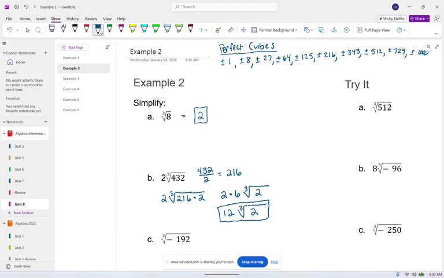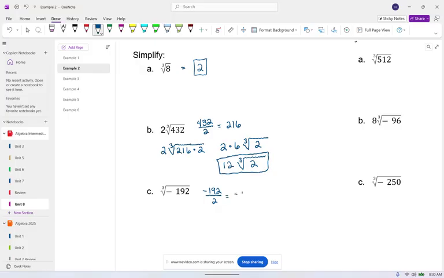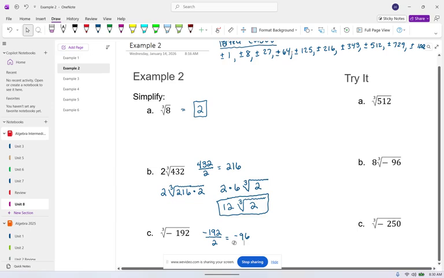Now we'll look at negative 192. 192 is also not on my list. It'd be here between 125 and 216. So we're going to take negative 192 and divide it in half, and we end up with negative 96. Remember, we can take the cube root of a negative number. So with 96 being our number, we're going to start here between 64 and 125.